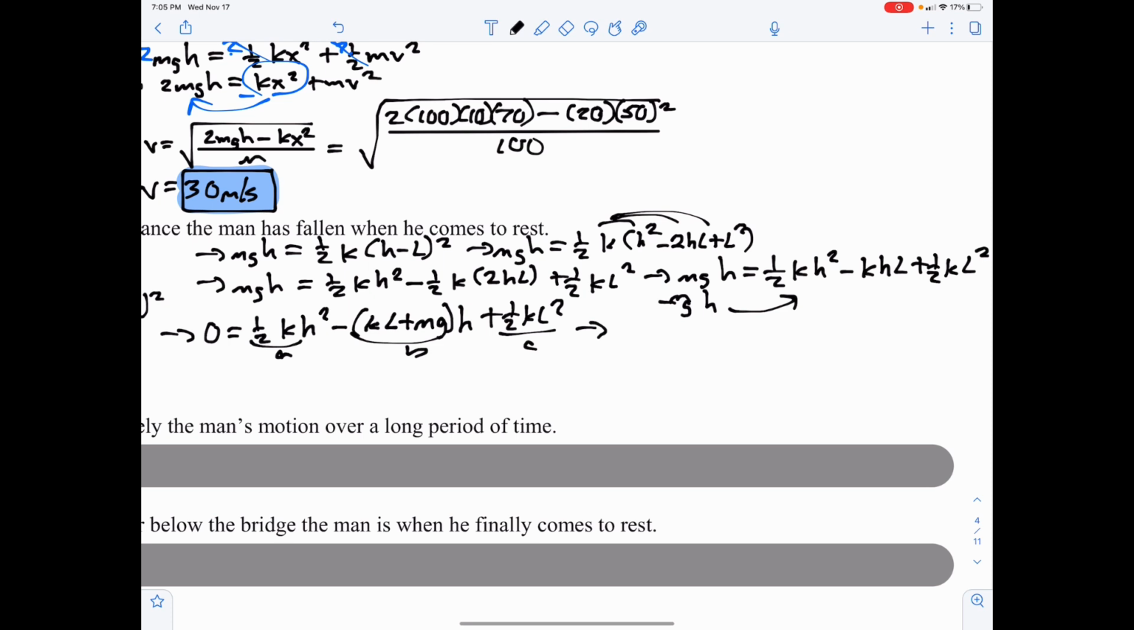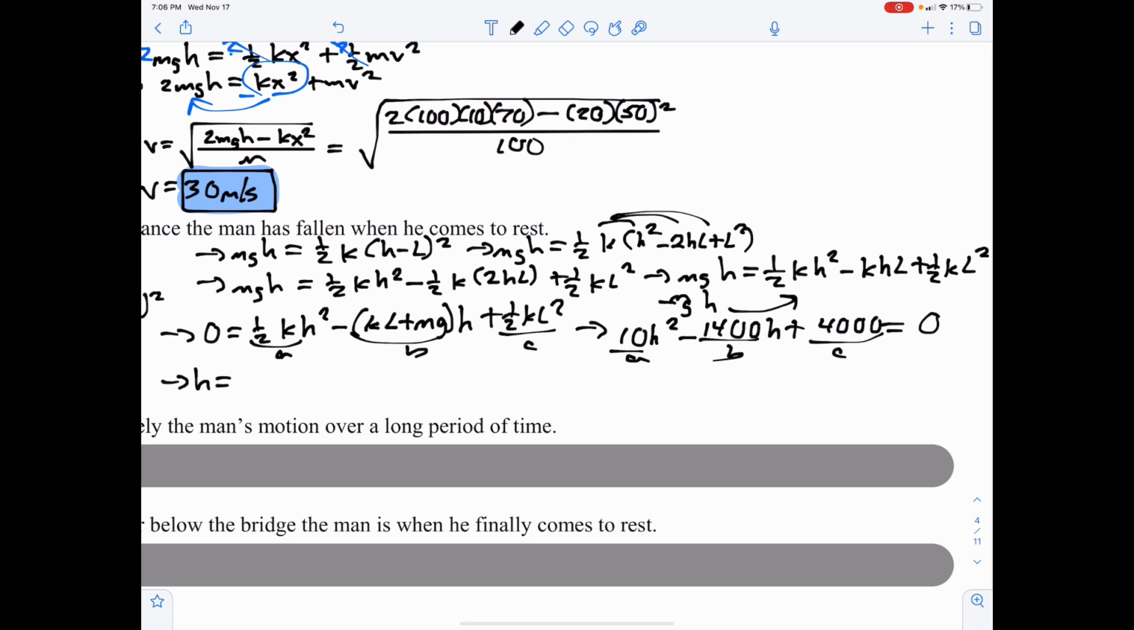Which would become 10, because half of 20 is 10, so we have 10h squared, minus this whole bit right here becomes 1400 when you put that in. Make sure you practice putting this in yourself. Don't just rely on what I'm giving you. Plus 1/2 kl squared ends up being about 4,000. There's your c term, there's your b term, there's your a term. That's all set equal to 0.